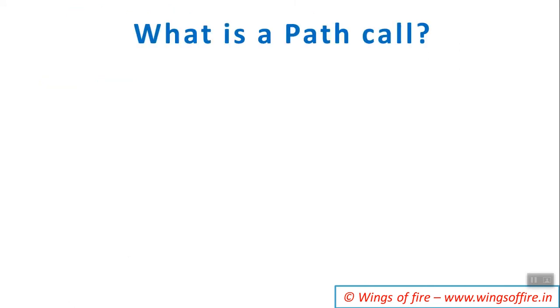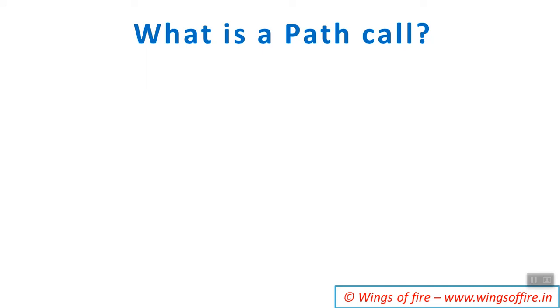What is a path call? It's a very important call. A path call is nothing but retrieving the segment occurrences of the entire path. We already saw the hierarchical path in the last video. A hierarchical path starts from the root and goes all the way down to the lowest level segment. We can retrieve the entire path data in the IO area, and this is the only call in which we can retrieve the entire path.